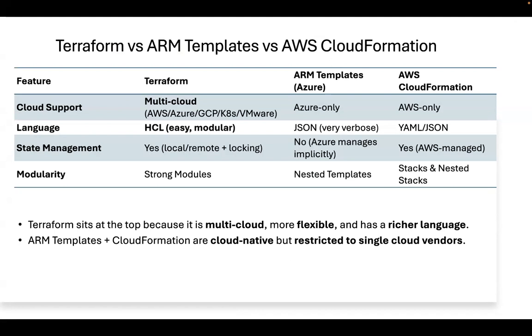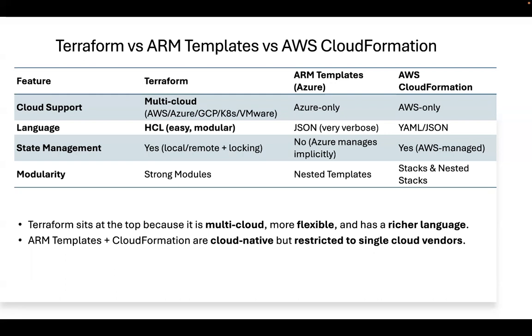Terraform, ARM templates, AWS CloudFormation. What is the difference? For a feature like cloud support, Terraform supports multi-cloud: AWS, Azure, GCP, Kubernetes, VMware. If you want to create resources in any of these technologies or clouds, it is possible with Terraform. Whereas ARM templates, the Azure proprietary tool, can only create resources in Azure, not on AWS or GCP.